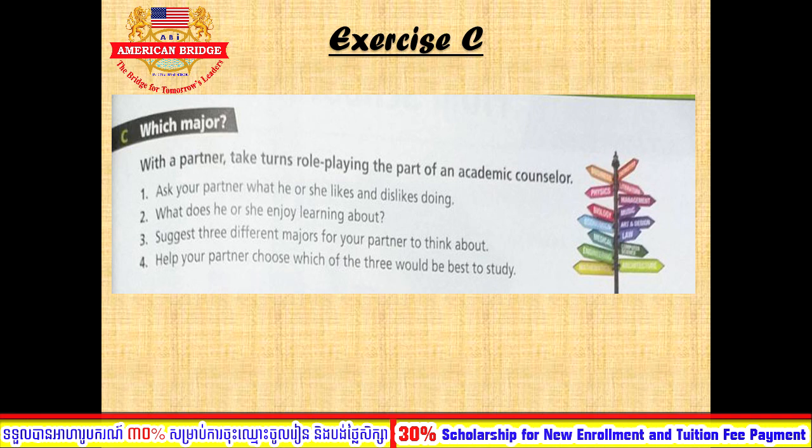So in this exercise, what you need to do with a partner, I know you don't have a partner, but you can still do the role playing, the part of an academic counselor, okay? So number 1, you need to ask your partner what he or she likes and dislikes doing. Number 2, what does he or she enjoy learning? Number 3, suggest 3 different majors for your partner to think about. Number 4, help your partner choose which of the 3 would be the best to study.